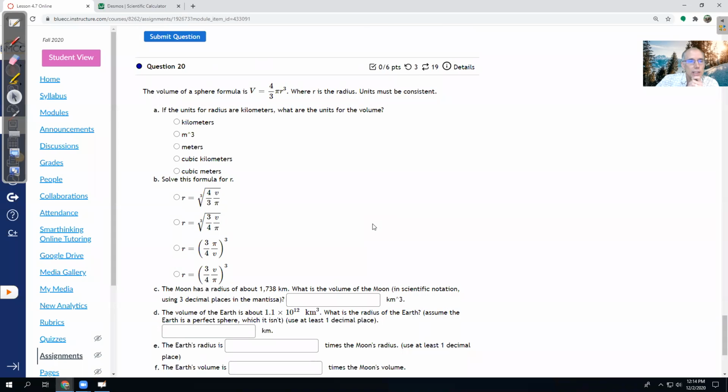So we're still in the review, lesson 4.6, the mixed equations, and we're going to play with the volume of a sphere. And let's see, so we have this formula, 4/3 times pi times the radius to the third power. Units must be consistent. If the units are kilometers, what are the units of the volume?